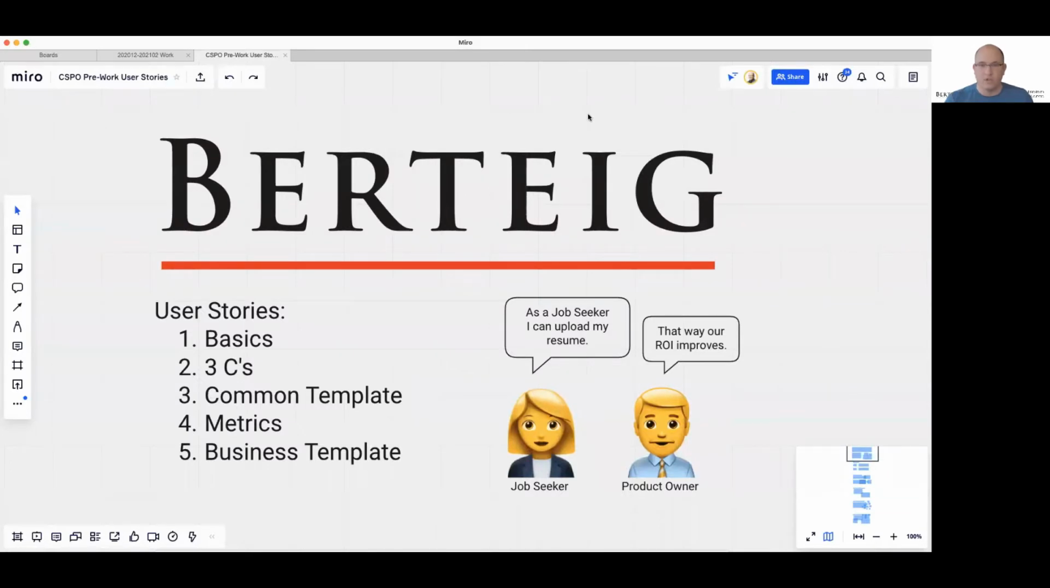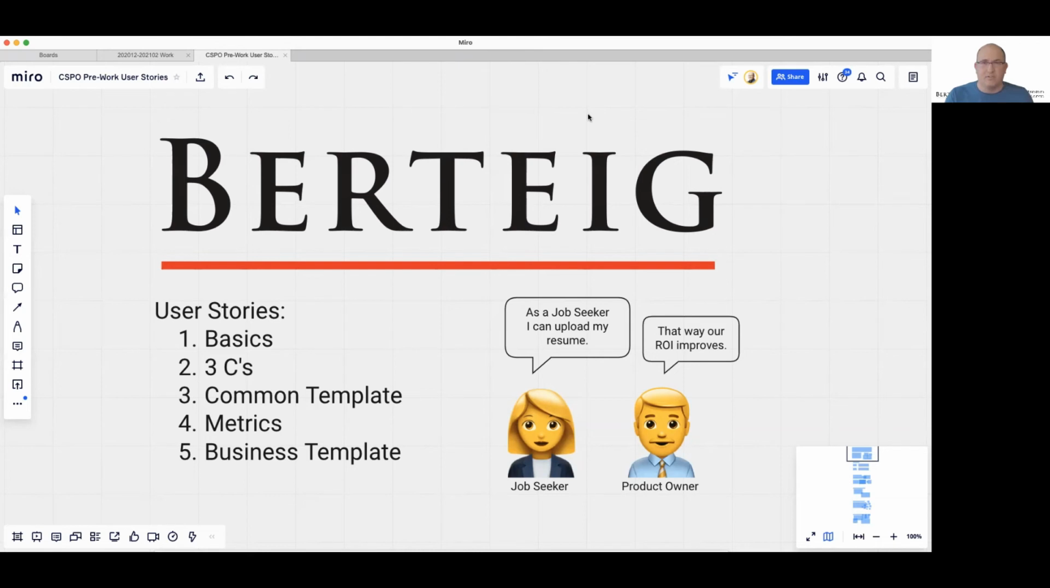We're going to talk about the basics. We're going to look at something called the 3 C's of user stories. We're going to look at the common template that you probably have seen before. We'll talk as a brief sidebar about business metrics, and then we'll talk about the recommended new template that I think everyone should learn.